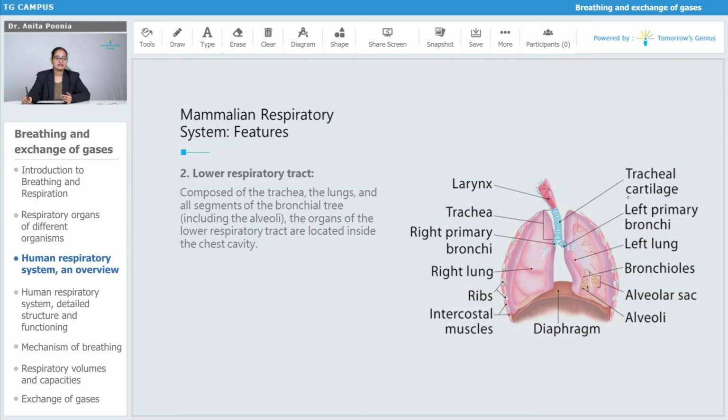So the larynx, the tracheal cartilage you could see over here, and then you further see the trachea, the left primary bronchi, the right primary bronchi, the left lung, the right lung, the bronchioles, the ribs, the intercostal muscles, the alveolar sac that's there, the alveoli and also the diaphragm.